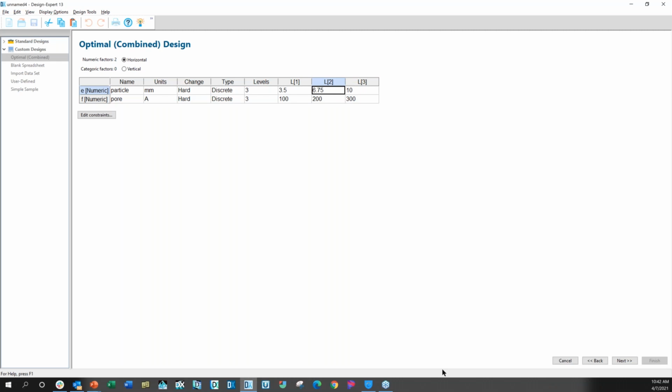So it's 6. Okay, now the reason we changed these to be discrete is you order these particles with a certain diameter and a certain pore size, and you can only get what's in the catalog. So we could buy particles that have a diameter of 3.5 and a pore size of 100, 200, and 300, particles that are diameter of 6 with 100, 200, 300 pore size, and so on. So we can only run the ones we can actually obtain.